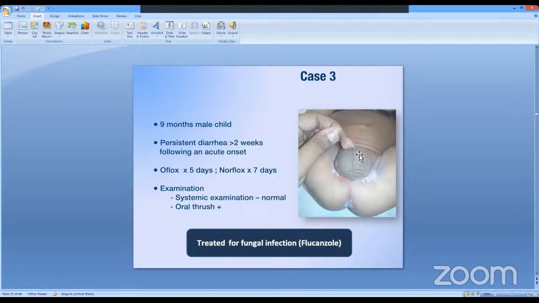So now another clue. 9-month-old child, persistent diarrhea beyond 2 weeks, following an acute onset. Ofloxacin for 5 days, norfloxacin for 7 days. Examination shows oral thrush, and also there is thrush in the periscrotal area, perianal area, and this is a clue. Patient treated with fluconazole and the patient got cured.